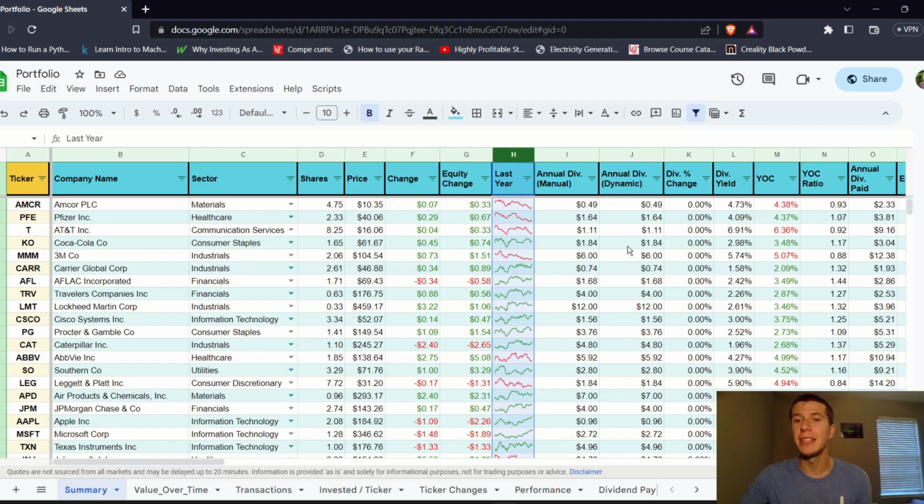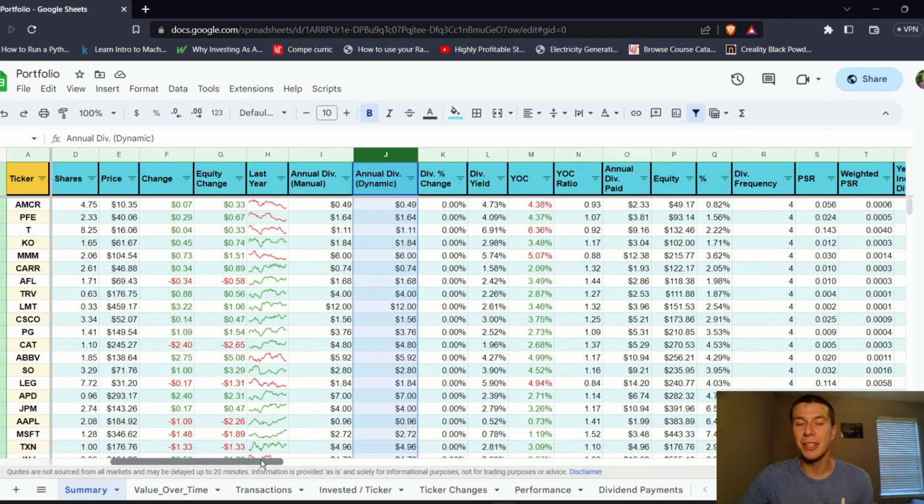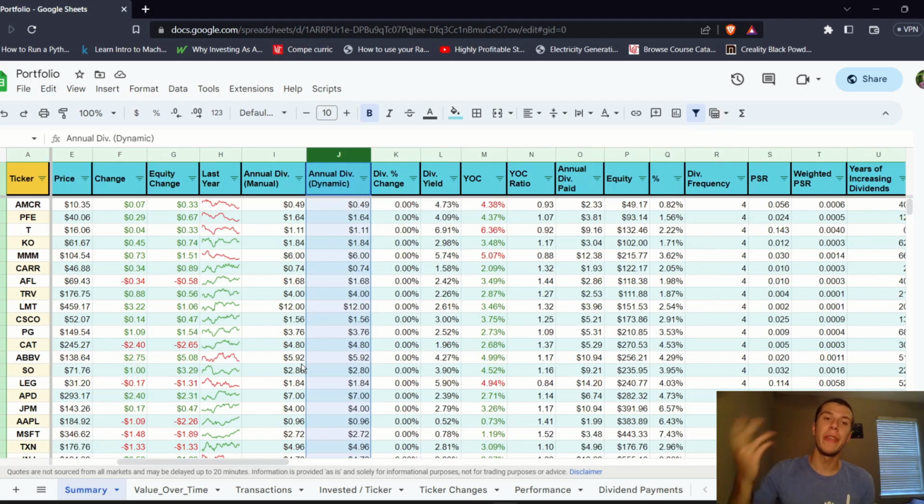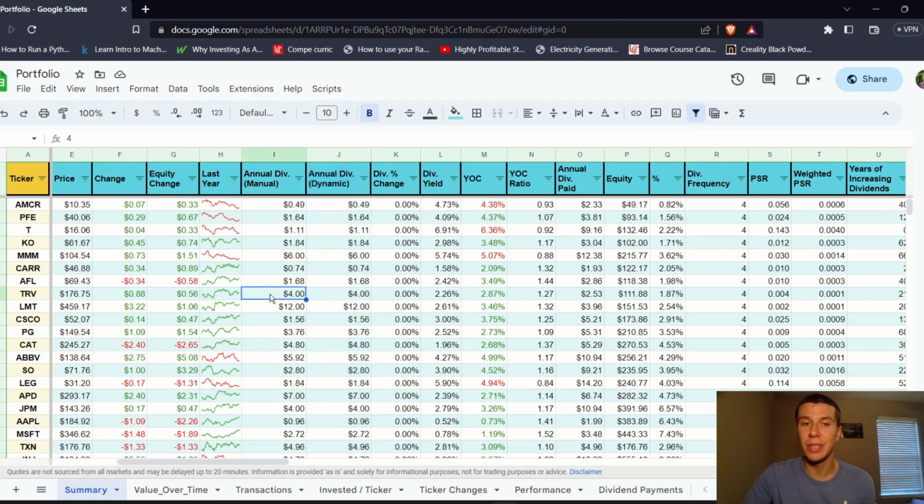And then this is the annual dividends paid per share. This one I change manually, and this one gets updated dynamically by the script. That allows us to see when there's an increase, because the script will put an increase in there. Then the manual and the dynamic values are different, and it'll show a little flag here based on what percentage change it is.